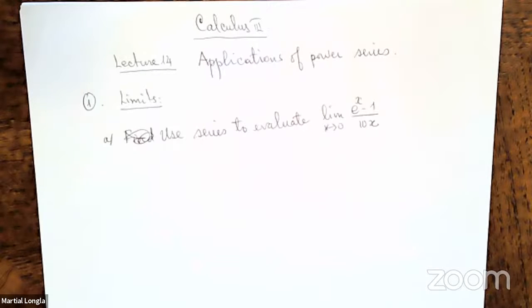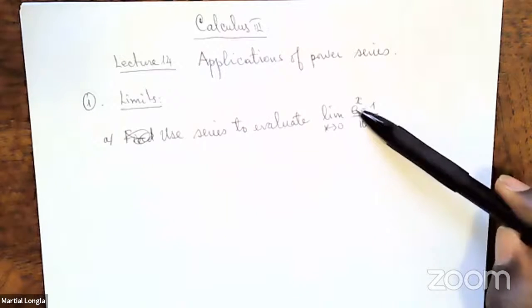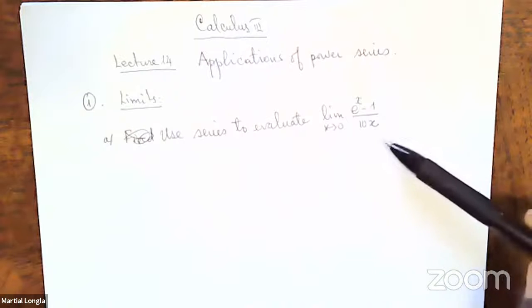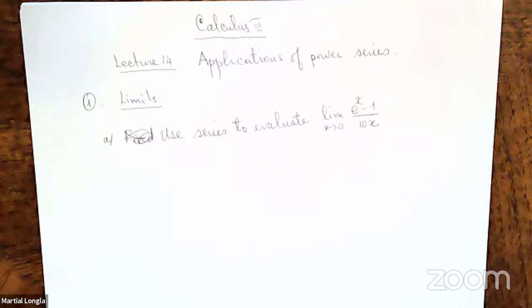If we have something like in this problem, where we need to use the series to evaluate the limit as x goes to 0 of e to the x minus 1 over 10x. When you try to plug in x equals 0, what you see is you get e to the 0, 1, 1 minus 1, 0, and 10x is also 0. So you get 0 over 0. So technically, what you would do in previous classes would be to use L'Hopital's rule to find this limit.